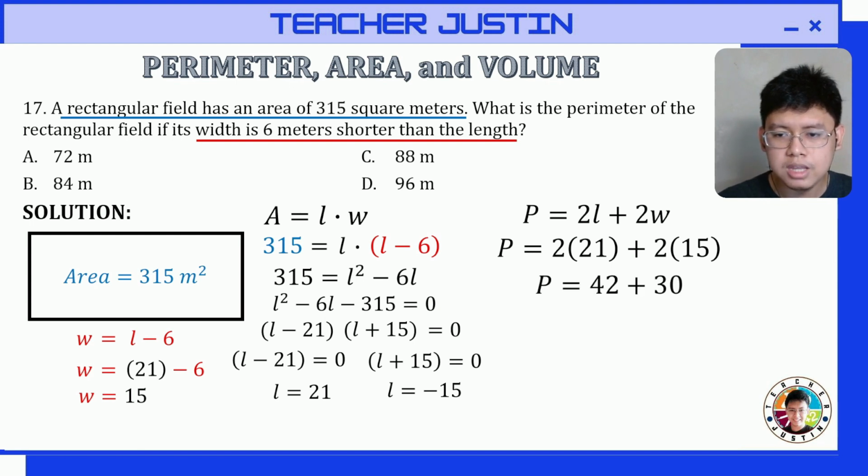42 plus 30 will be equal to 72. So, the perimeter of our rectangular field will be equal to 72. So, it will be letter A, 72 meters. And that's it. Tada! Alright.